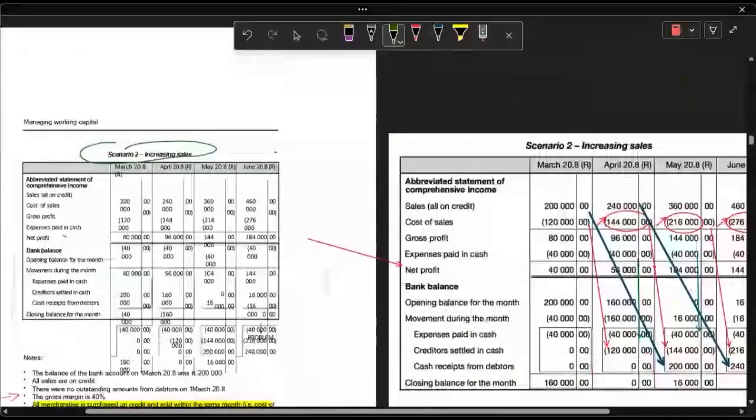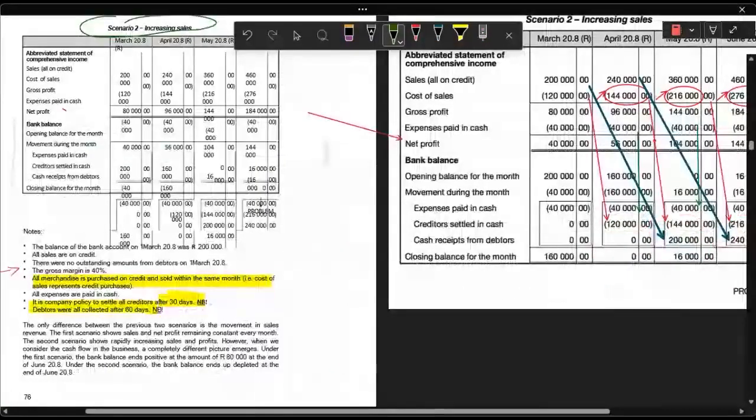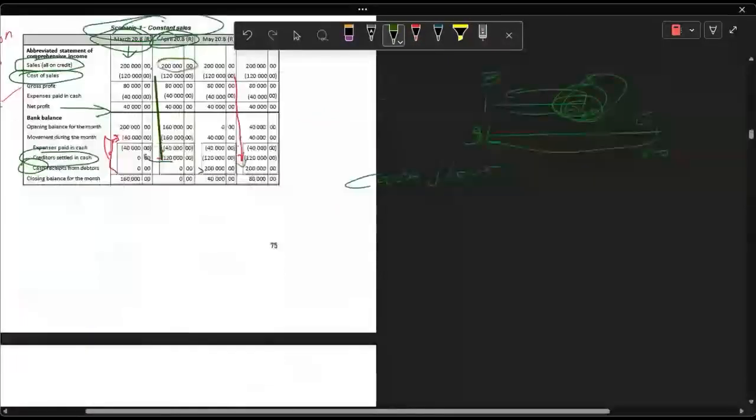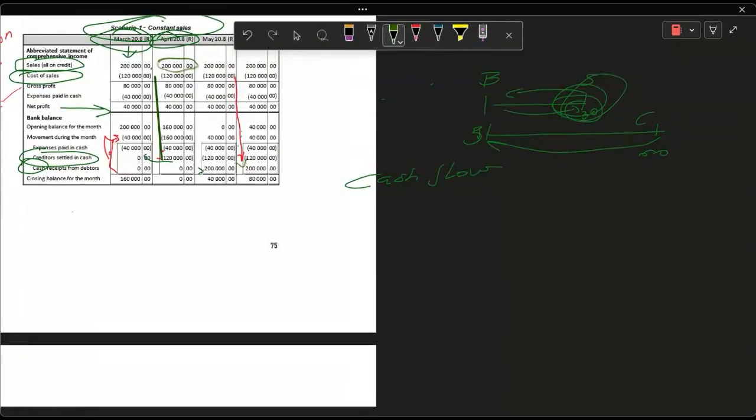How do we know that? It was provided to us here. Look at the notes. The note clearly tells you that it is company policy to settle all creditors after 30 days. After 30 days, as you can see, this is the month of March where we purchase things on credit, and the next month we need to settle. Do you get what I'm saying?